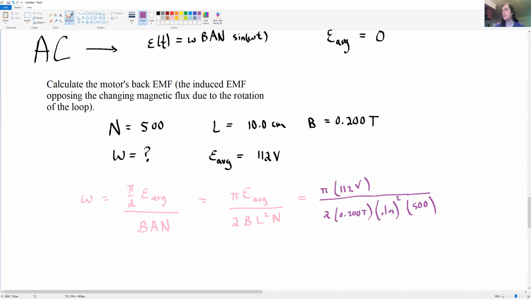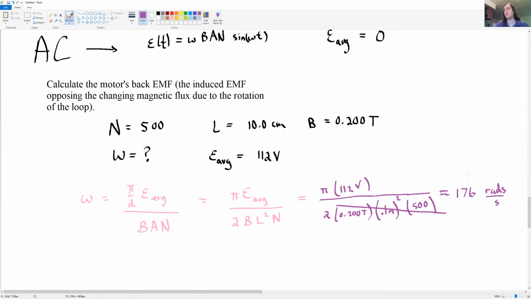So 500 times the 0.2 here is going to give us 100. And then this 0.1 squared is going to give us 1/100th. So these three terms cancel, and what we end up with is 112 times pi over 2, which is a numerical value of roughly 176 radians per second.